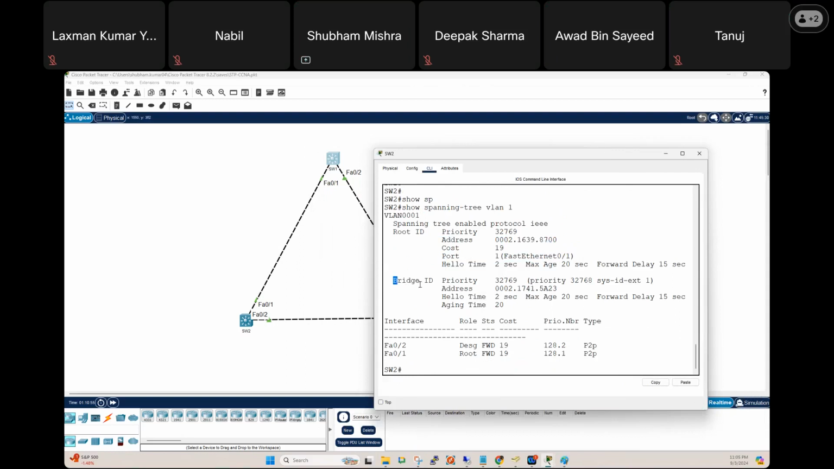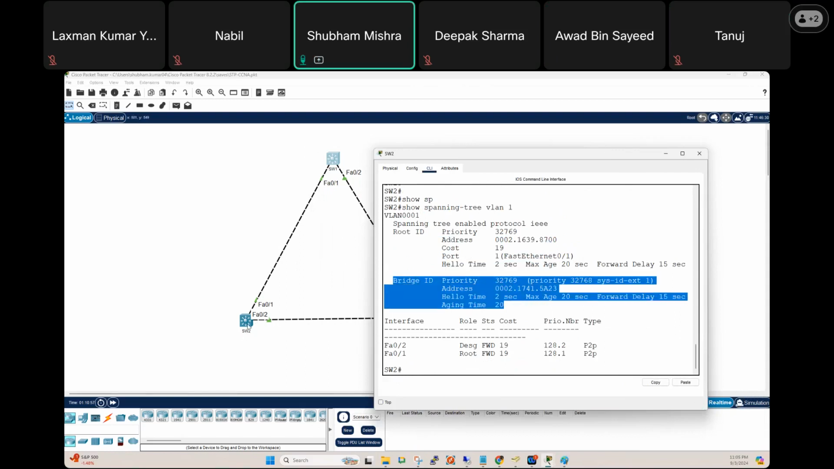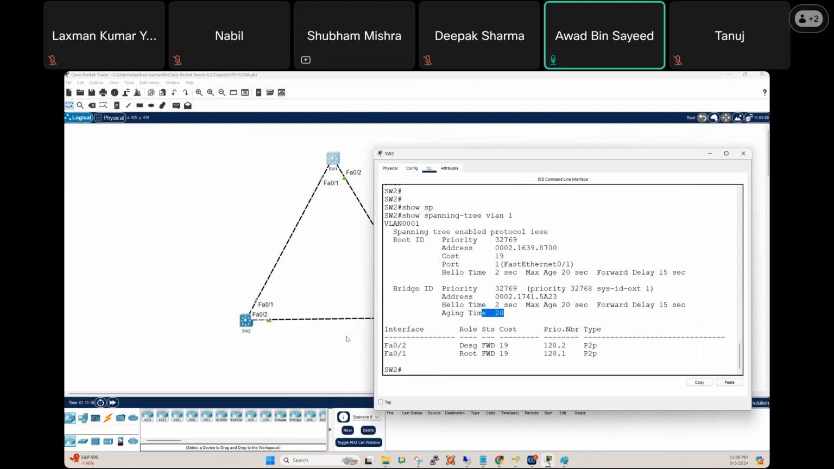And here you get the information about this bridge ID. Priority is the same. This is the MAC address of this switch. This is the time. Now this is the interface. How many interfaces are there? 0/1 and 0/2. Now, come to 0/1.